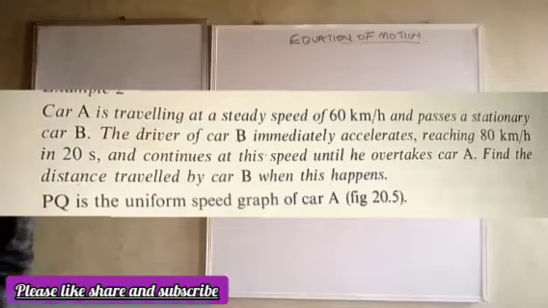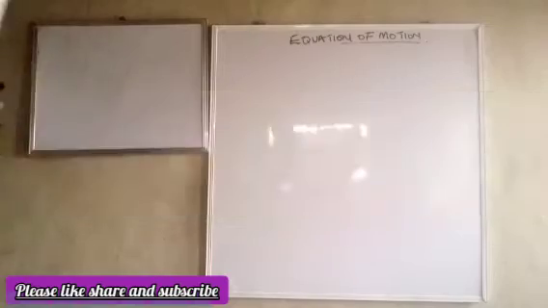Car A is traveling at a steady speed of 60 km per hour and passes a stationary car B. The driver of car B immediately accelerates, reaching 80 km per hour in 20 seconds, and continues at this speed until he overtakes car A. Find the distance traveled by car B when this happens.